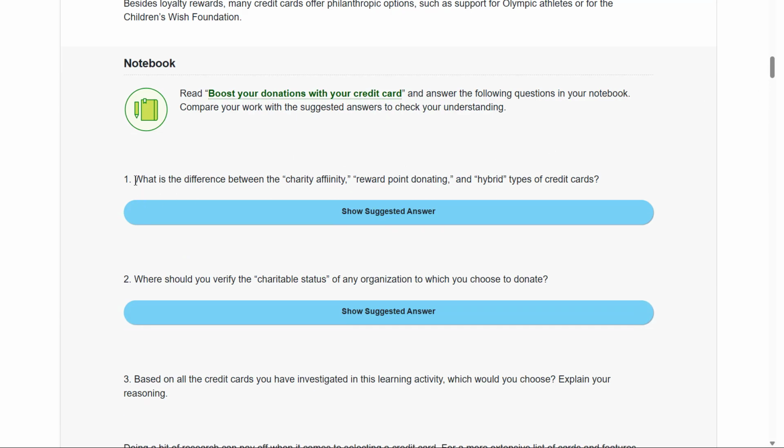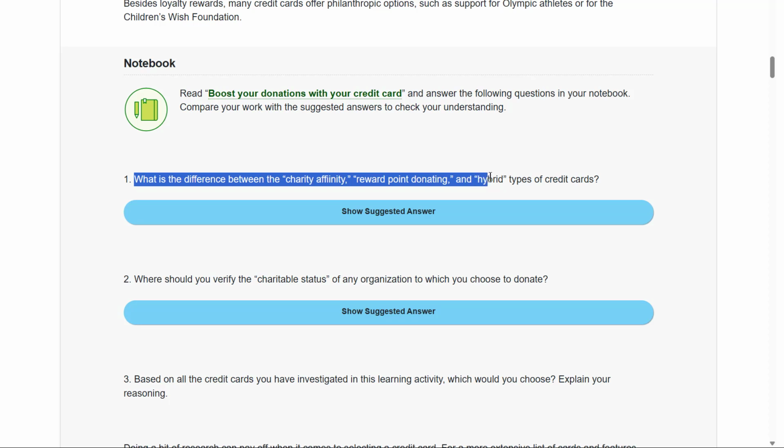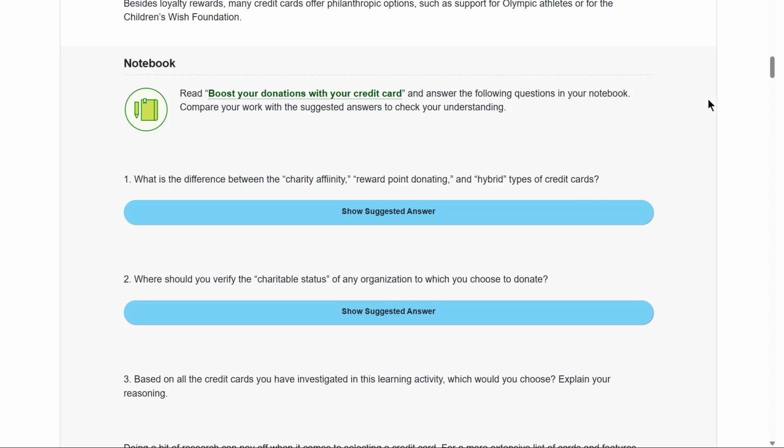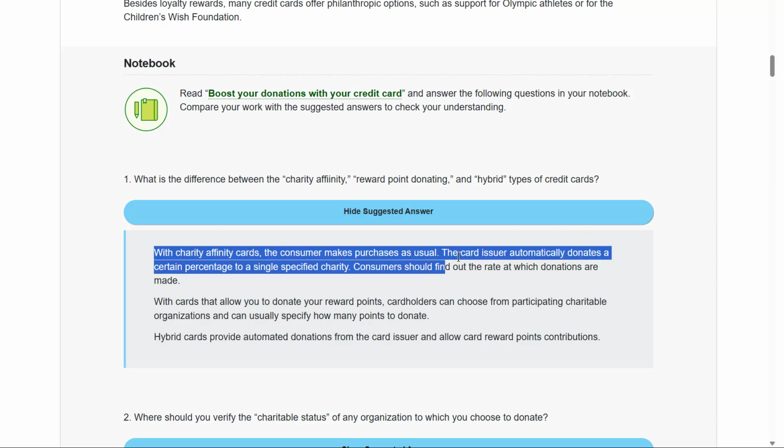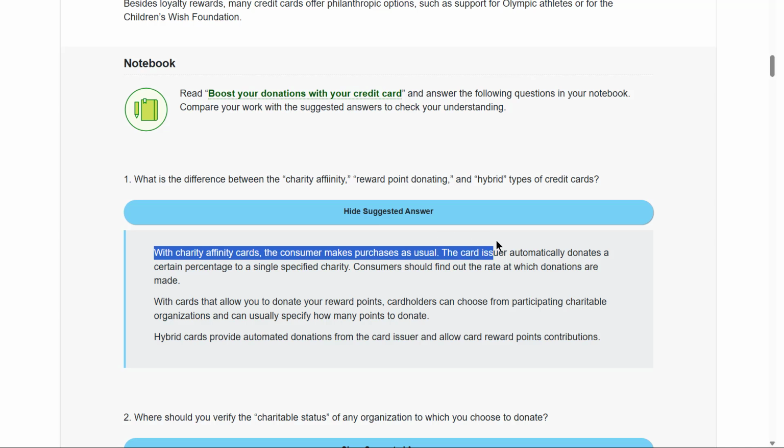All right, let's do this. What is the difference between the charity affinity, reward point donating, and hybrid types of credit cards? Let's see. With charity affinity cards, the consumer makes purchases as usual. The card issuer automatically donates a certain percentage to a single specified charity.